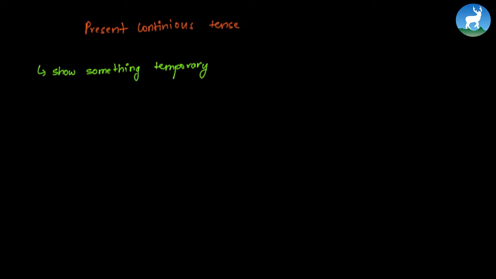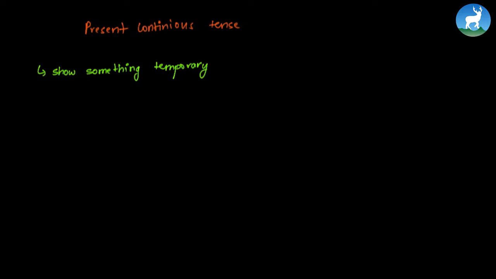Now we will look at the use of present continuous tense. We use present continuous tense to show that something temporary is happening in the present. It's in motion. It's actually happening at this time.